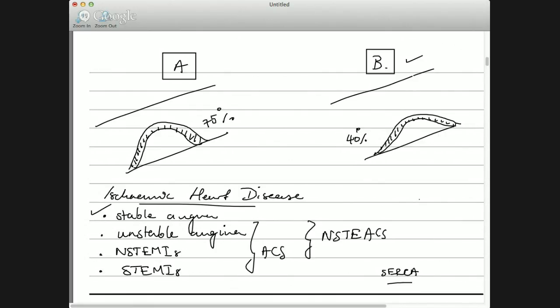So the idea is you get a plaque rupture. What two things can acutely cause the plaque to get bigger? So we've got a plaque rupture. What's the other thing that people don't often talk about? I'm not sure. We call it an intraplaque hemorrhage.